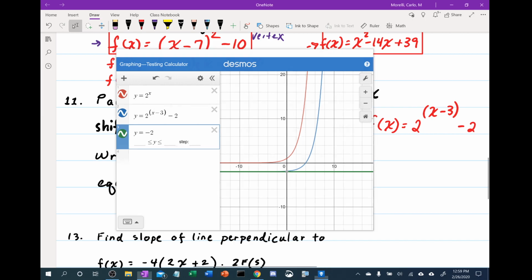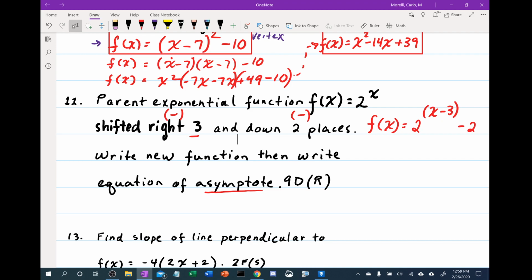y equals -2. So we wrote the new function, and now the asymptote, we'll call this the horizontal asymptote, is y equals -2. Great job.